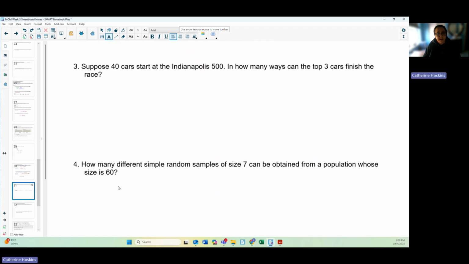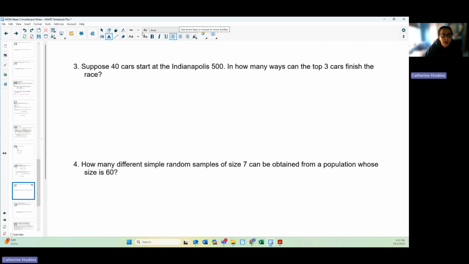Next, we're on a brand new problem now. So we're no longer starting with that 50, which is what I got confused on last time. So we are now starting a whole new question. And this time we're going to suppose that 40 cars start the Indianapolis 500.